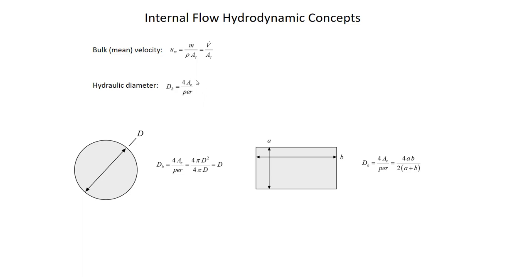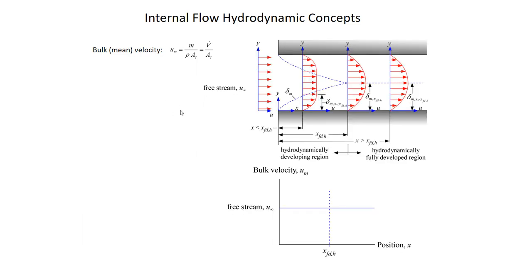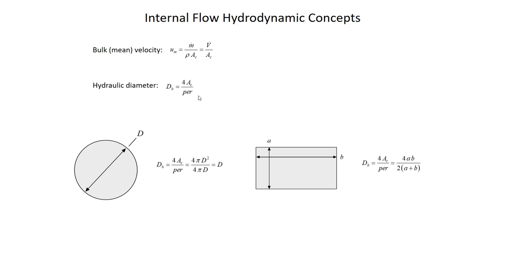Our characteristic length for an internal flow can be a little confusing. So one mistake people make with an internal flow is they use the length of the pipe as the characteristic length. And the length of the pipe is not the characteristic length that defines how the flow is behaving. The characteristic length is more about the cross-section of the pipe. And we characterize that cross-section with a hydraulic diameter, right? So here's the definition of the hydraulic diameter. It's 4 times the cross-sectional area divided by the perimeter, right?